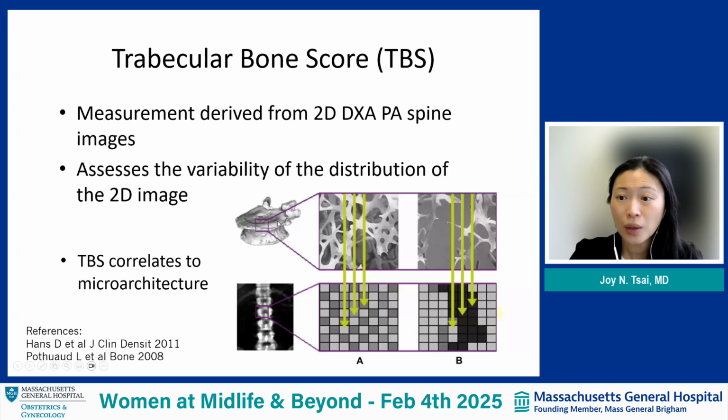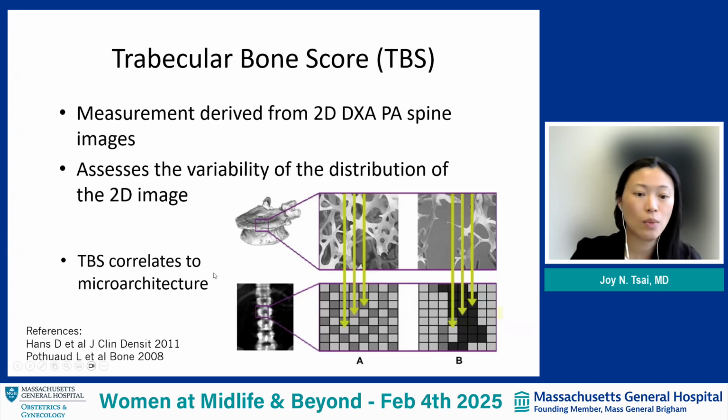Okay, I did want to include in here some new advances in imaging. Many of you have also come across this idea of TBS, or trabecular bone score. It is a measurement derived from a standard two-dimensional DEXA spine image. What it's doing is assessing how variable the distribution of the image is. So if you took a standard spine X-ray image, like shown here, and you pixelated it, put it in different shades of gray, you're trying to get a sense of how uniform that structure is.